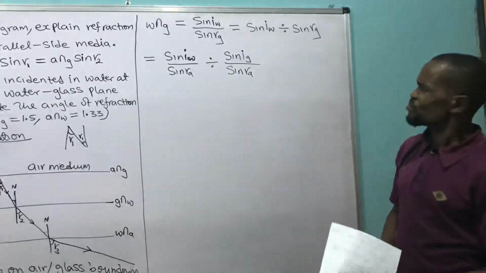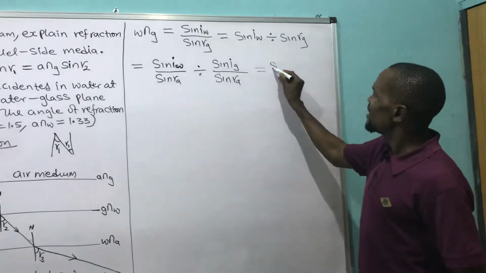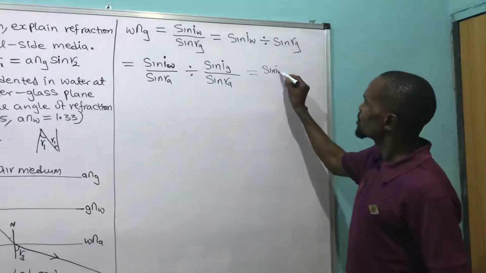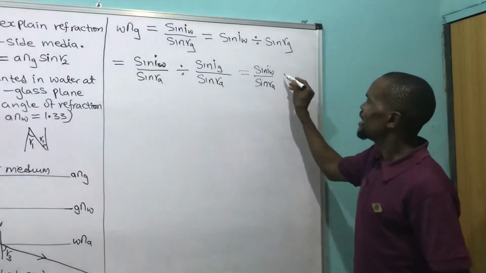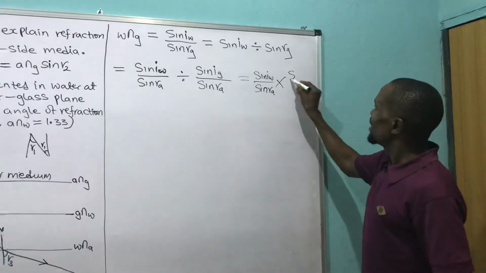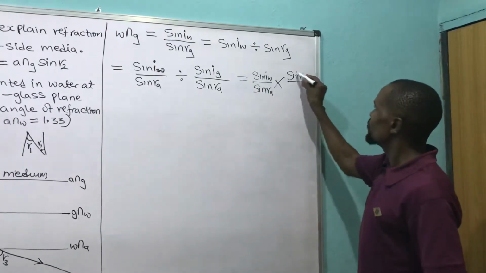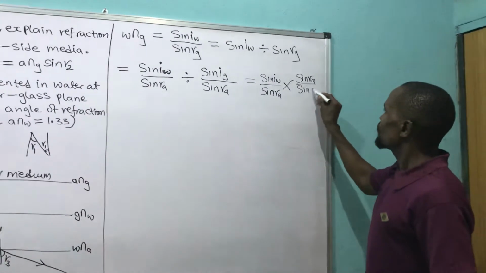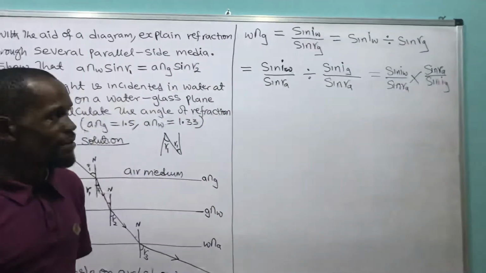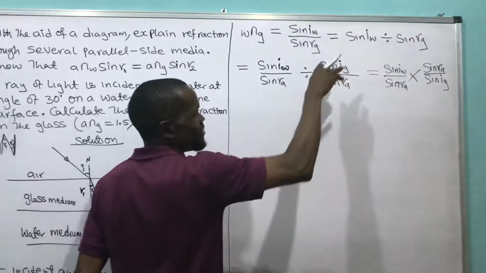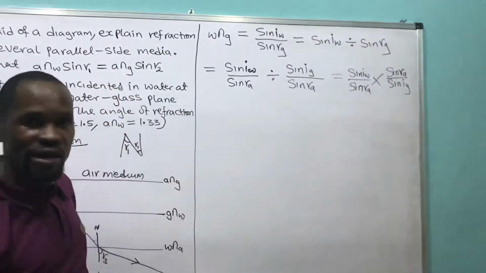Then this is the same thing as sine of incident in water all over sine of refraction in air, times sine of refraction in air all over sine of incident in glass. I think you're seeing this clearly. You follow? I said this is inverted, so multiplication occurs. This will come over, this will come down. Multiplication appears. You get me right?